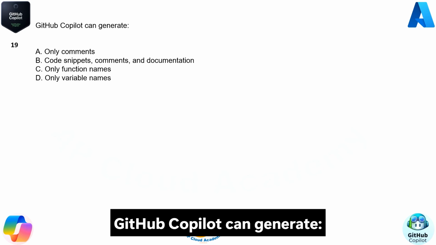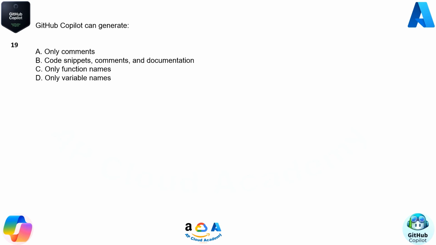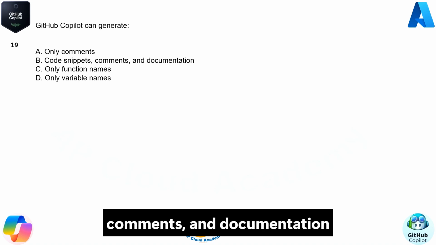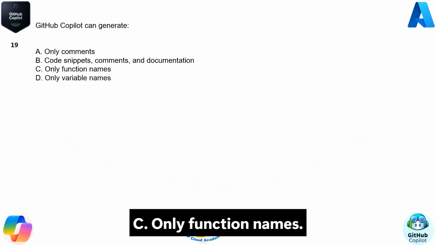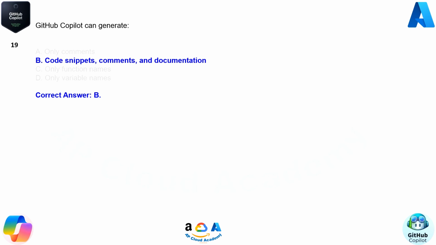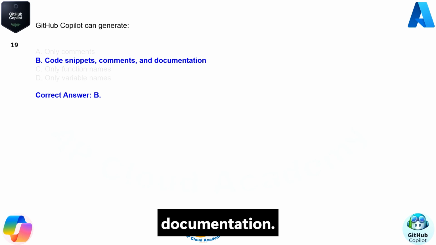GitHub Copilot can generate A. Only comments. B. Code snippets, comments, and documentation. C. Only function names. D. Only variable names. Correct answer, B. Code snippets, comments, and documentation.